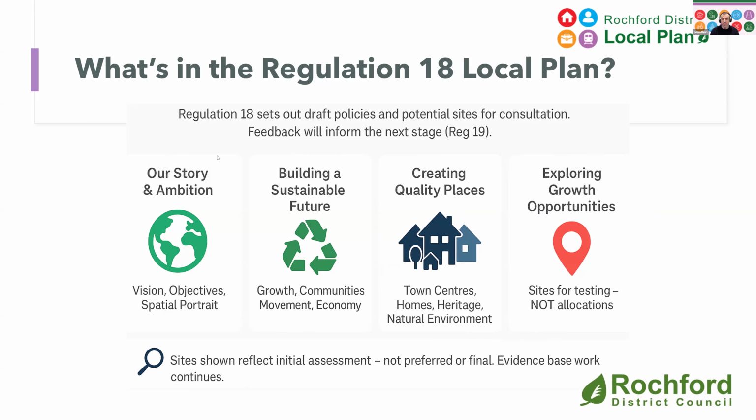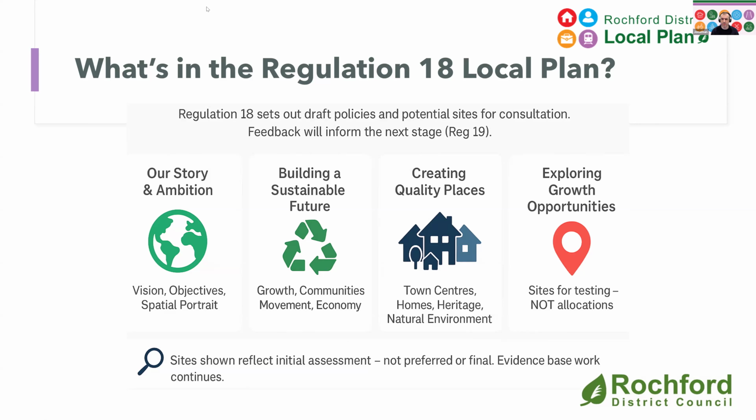So that's very much a draft, as all of this document is a draft version, and we'll welcome comments on those. The second section is around building a sustainable future. That looks at particular policies on how we manage growth, the community benefits and things that we need to accommodate there, transport in terms of movement and infrastructure provision, and the economy as well. So clearly there's a number of different key areas within that section.